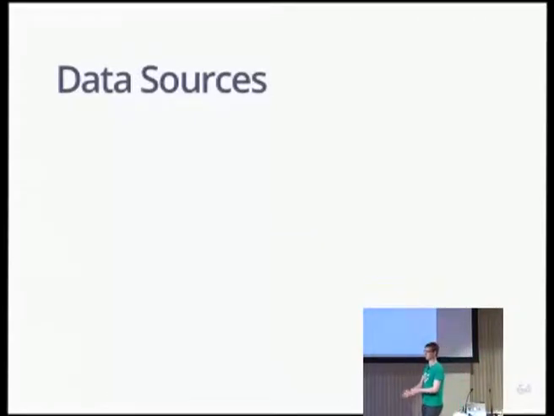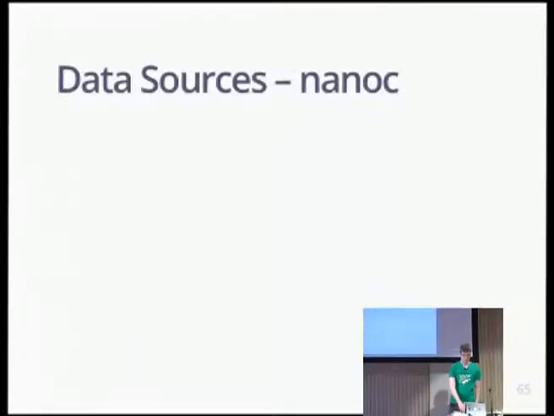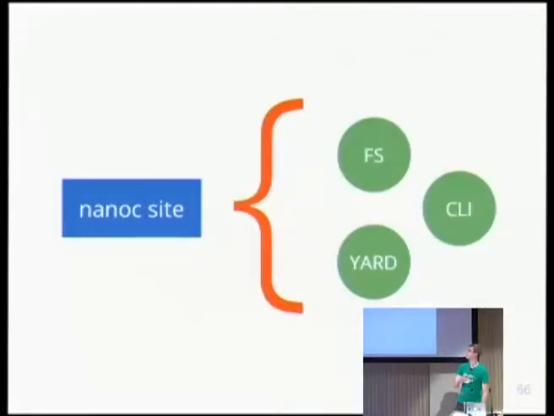One feature that I like about Nanoc that has proven to be really useful is data sources, which basically allow you to take data from any source and import it into Nanoc. So I'm going to give you an example of the Nanoc website. So the Nanoc website has three data sources. FS is the file system. That's what you normally use, just content on your file system.